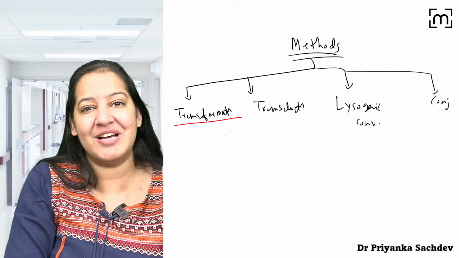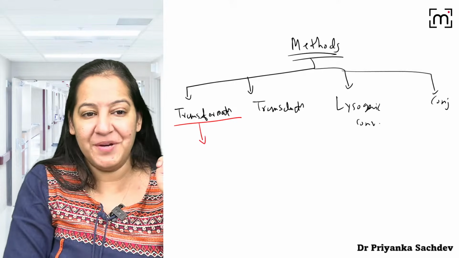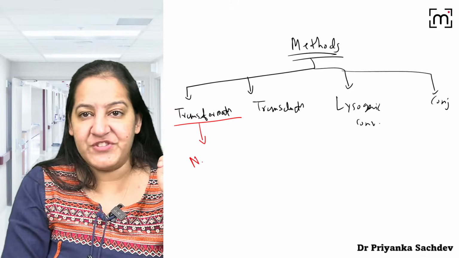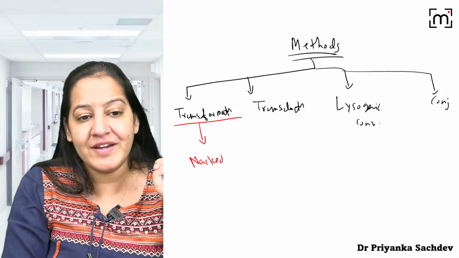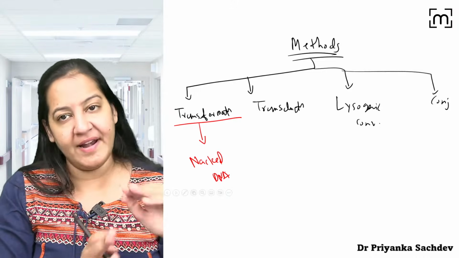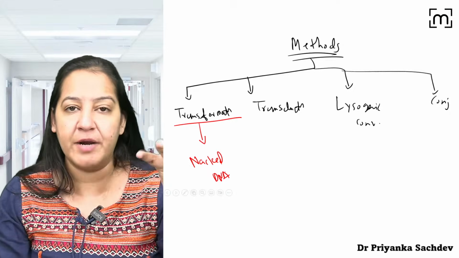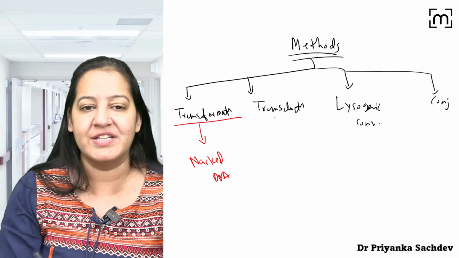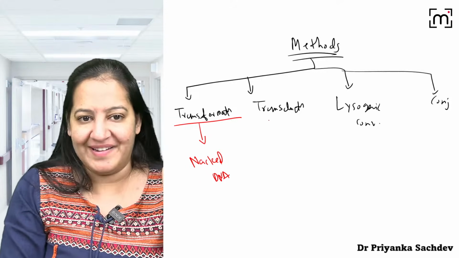Can you help me in defining transformation? What is transformation? Transformation is the transfer of genetic material from one bacteria to another through naked DNA. No agency is required. DNA directly comes out of one bacteria and enters another. Why is DNA coming out of one bacteria? The first bacteria is dead. Right. And Griffith's experiment you have to learn.